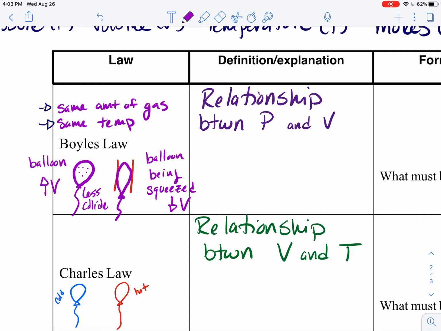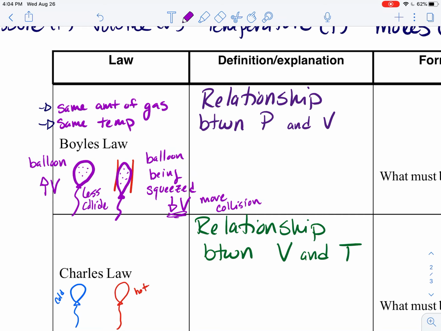Whereas the balloon being squeezed has less space on the inside. So the particles that exist in here are closer together, meaning that they are more likely to collide. And more likely to collide with the sides of the balloon, meaning the balloon being squeezed, the gas on the inside has a greater pressure.